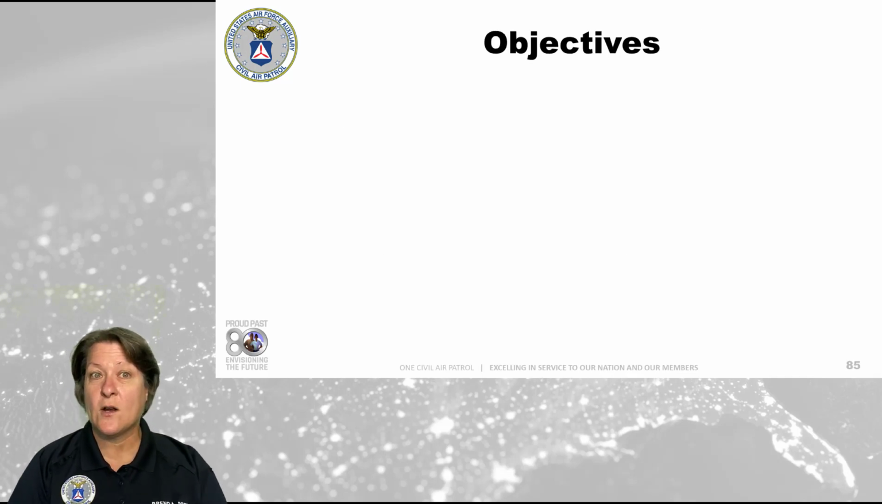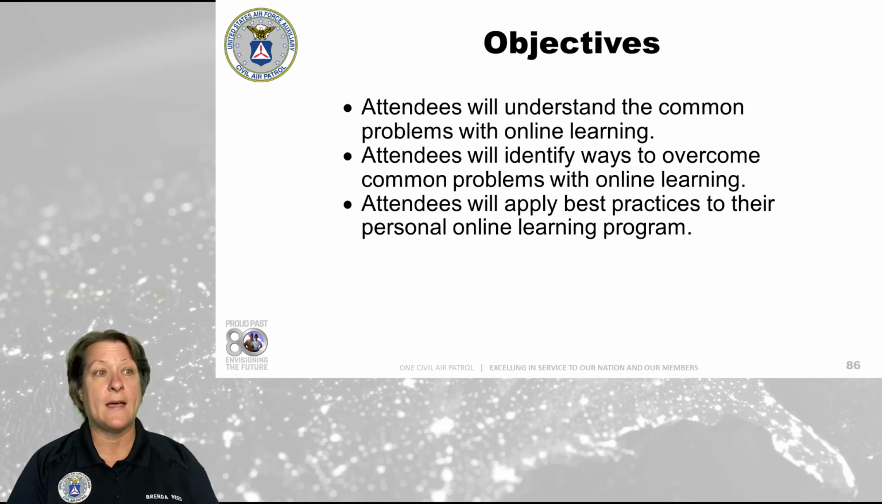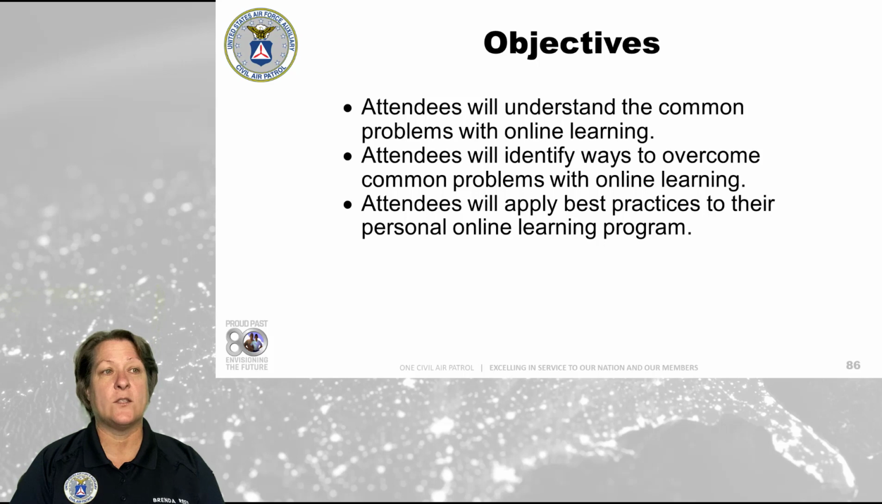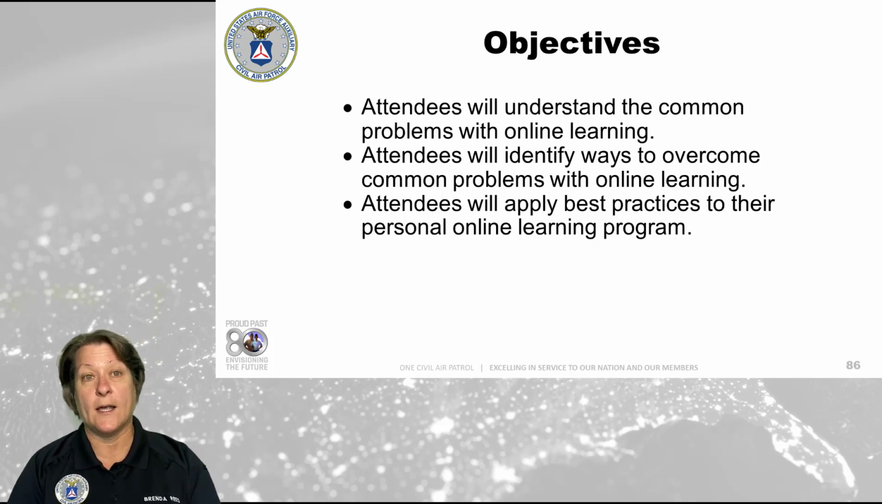Let's review. Did we meet our objectives? Attendees will understand common problems with online learning. I think we met that one. Attendees will identify ways to overcome common problems with online learning. We talked about digital literacy and technical issues. Yeah, I think we met that one. Attendees will apply best practices to their personal online learning program. Hopefully, some of these best practices that I have given you and have shared from other students will help you in your own studies, and you will get more out of your Volunteer University online modules.